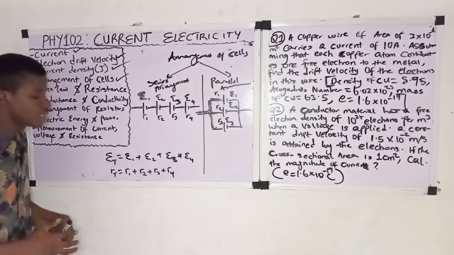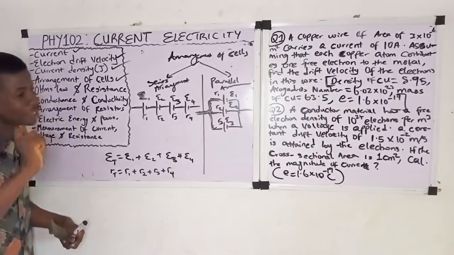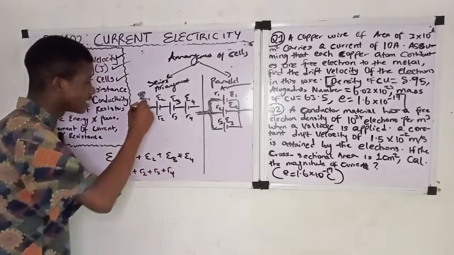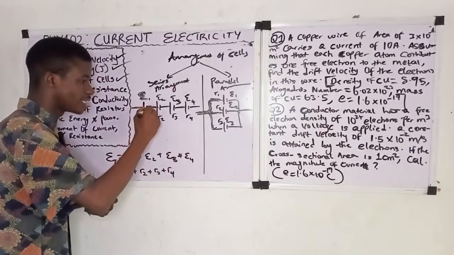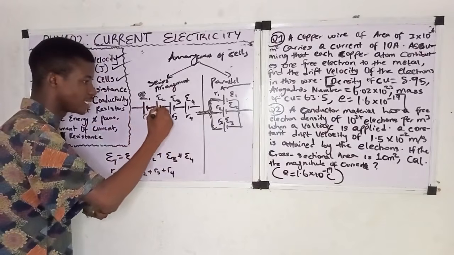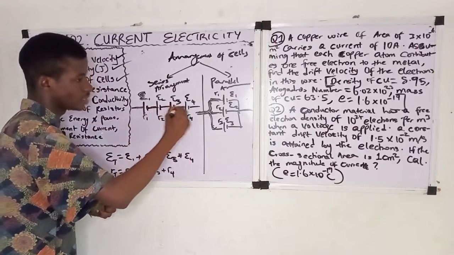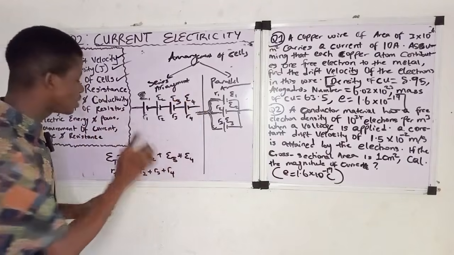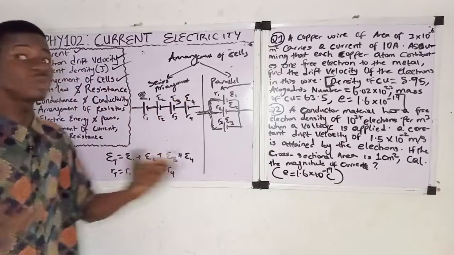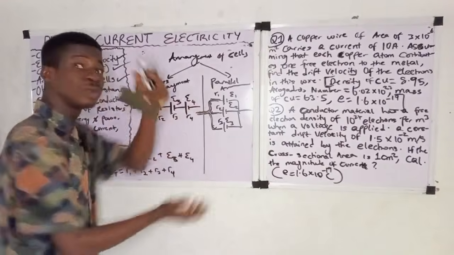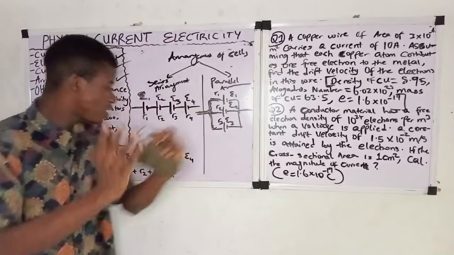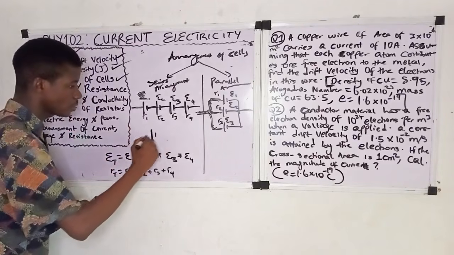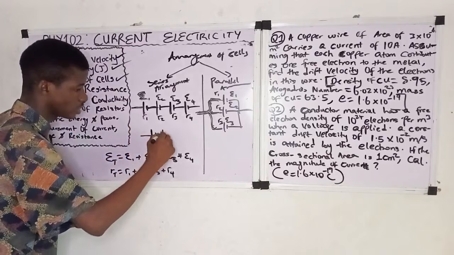Okay. Now, there's still one thing I want to tell you guys. This is the normal arrangement of a cell. If you look at it, you find that this is the positive terminal, negative terminal, positive terminal, negative, positive terminal, negative, positive terminal, negative, right? Yes. Now, there are certain questions where the connection will be opposite. Now let me give you guys some particular example. Something like this.